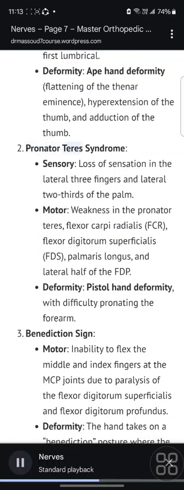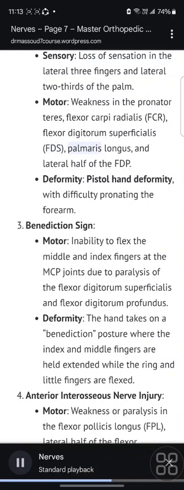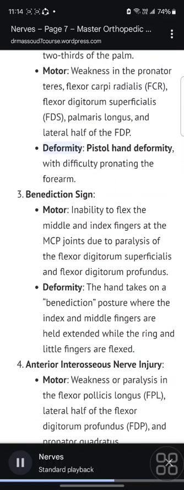2. Pronator teres syndrome. Sensory: loss of sensation in the lateral 3 fingers and lateral 2/3 of the palm. Motor: weakness in the pronator teres, flexor carpi radialis, FCR, flexor digitorum superficialis, FDS, palmaris longus, and lateral half of the FDP. Deformity: pistol hand deformity, with difficulty pronating the forearm.